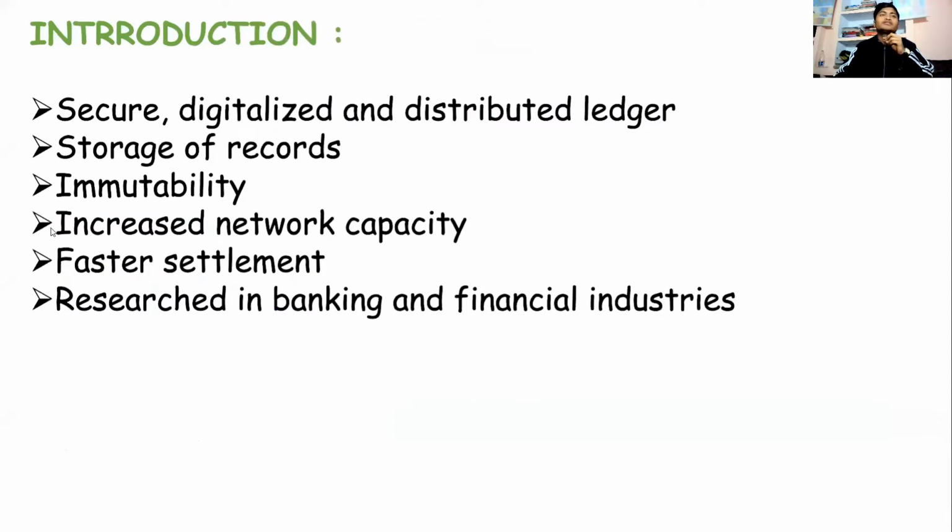Now, moving ahead to the next slide, that is immutability. What does immutability mean? Immutability means that in blockchain technology, any transaction details done once can't be deleted or undone. That means once any kind of details has been recorded in the blockchain, we can't delete them. This is the specialty of blockchain technology.